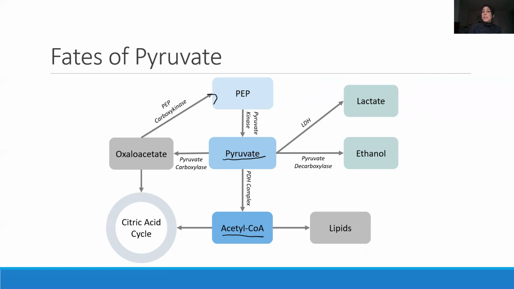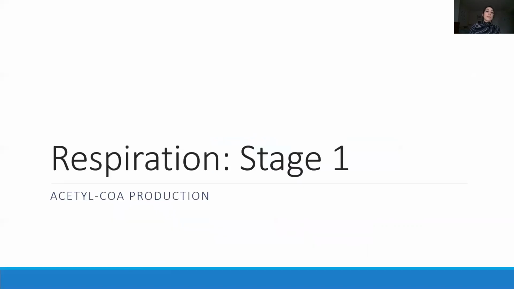Or if we want to build lipids, if there are special lipids in the body that we want to build, in reverse, we can take acetyl-CoA and use it to build lipids. So acetyl-CoA has a role in lipid breakdown and synthesis. But as I said, it is one of the main players in the citric acid cycle through respiration. So this is respiration stage 1.